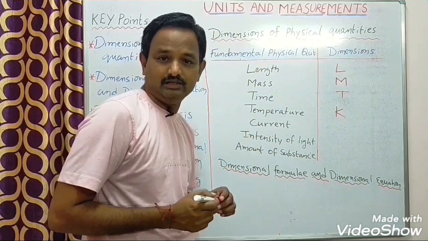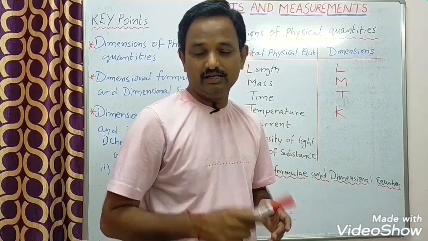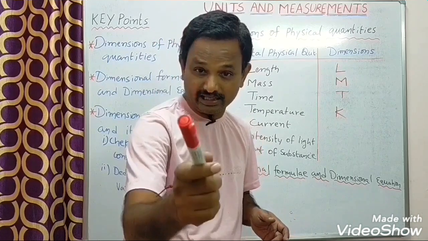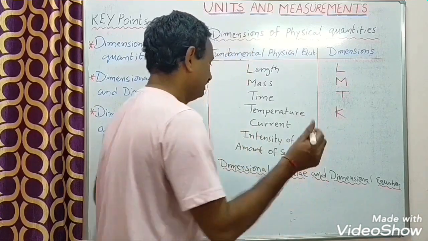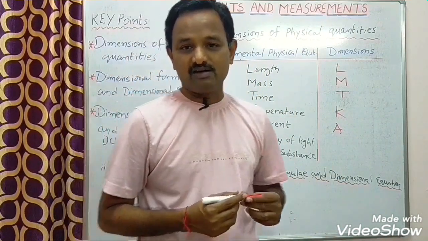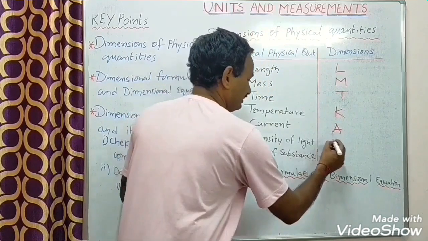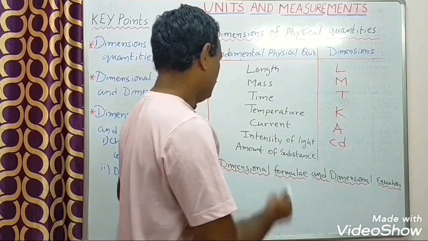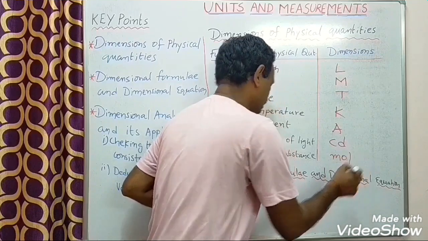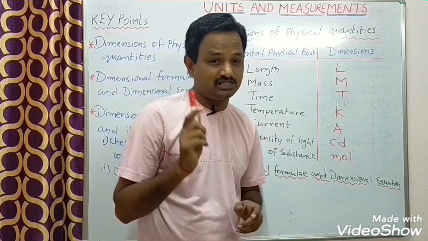Then current. What is the SI unit of current? Ampere. In ampere, starting letter A, that letter I will take as dimensional formula. Look at here, ampere. Okay, and intensity of light. Intensity of light SI unit candela. So I will take CD. Next, amount of substance, mole. Okay, so that's about dimensions of fundamental physical quantities.